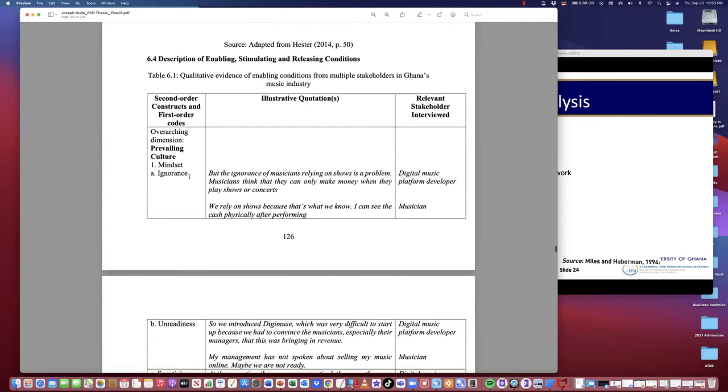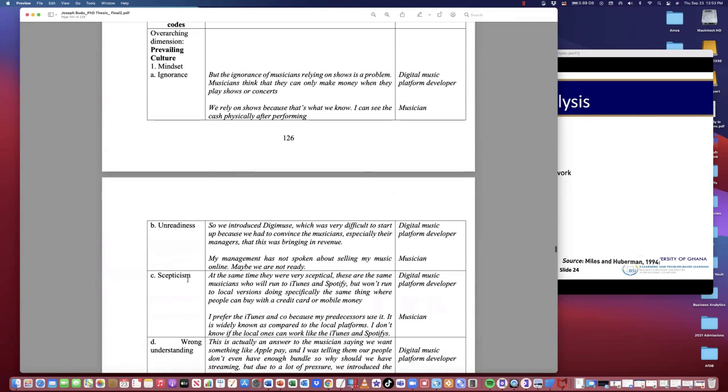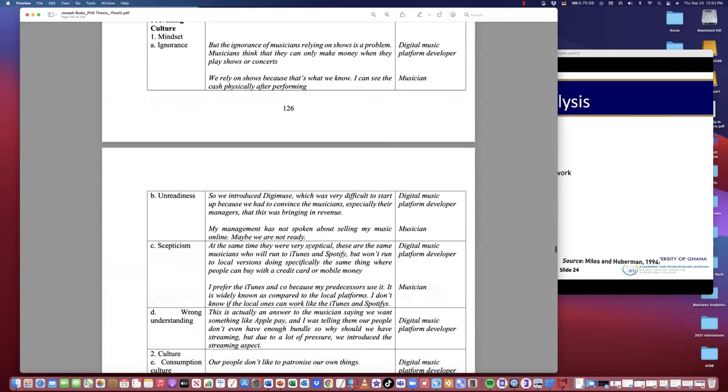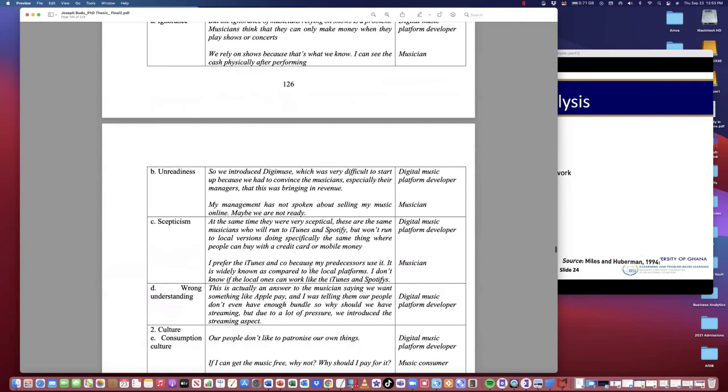So if you look at it, the first order generated ignorance, unreadiness, and skepticism. Let's look at this skepticism here. At the same time, they were very skeptical. These were the same musicians who will run to iTunes and Spotify, but will not run to local versions doing specifically the same thing, where people can buy with a credit card or mobile money. "I prefer iTunes and co. because my predecessors use it. It is widely known compared to local platforms. I don't know if local ones can work like iTunes and Spotify." This is also about skepticism and then ignorance.